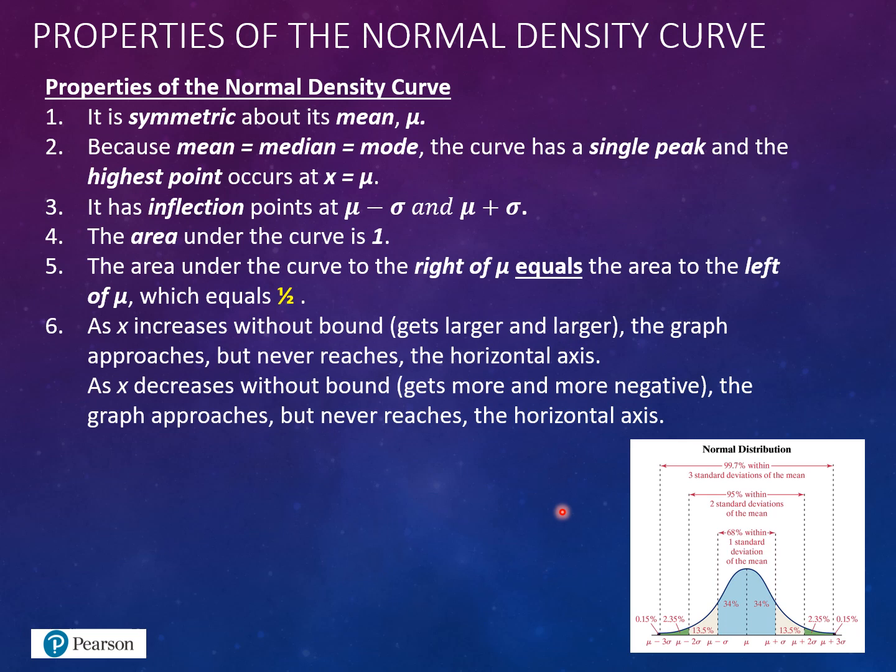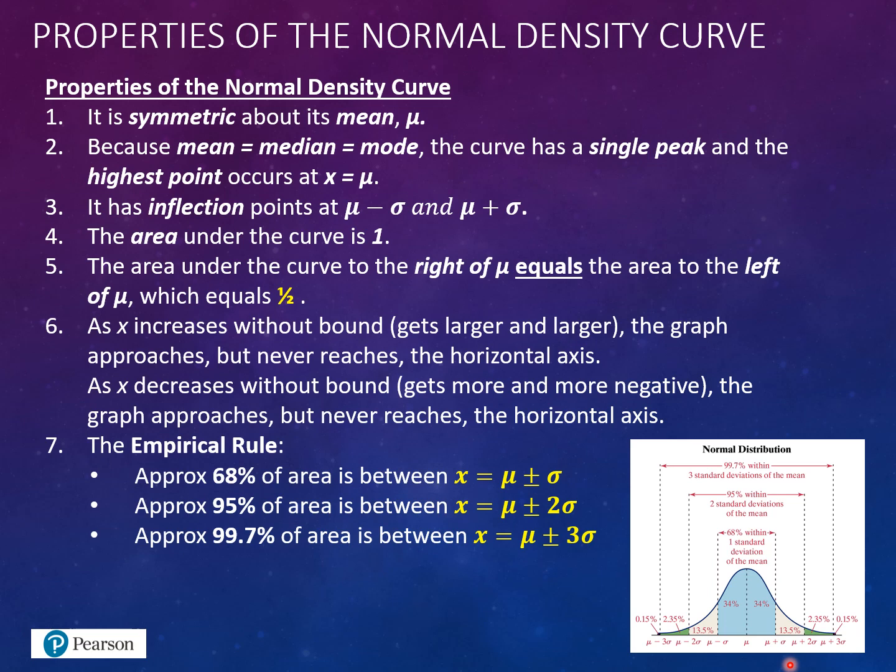As x increases without bound, and what we're talking about here is getting larger and larger to the right, the graph approaches but never quite connects with the horizontal axis. This happens as well as x decreases without bound, getting smaller and smaller. It also approaches the horizontal axis. And we know that because that's the general description of a symmetric graph or a bell curve.